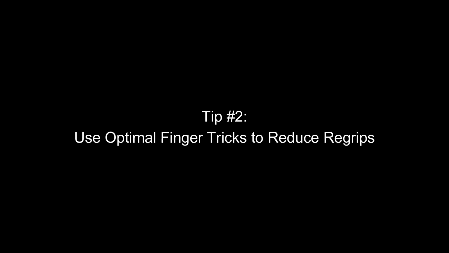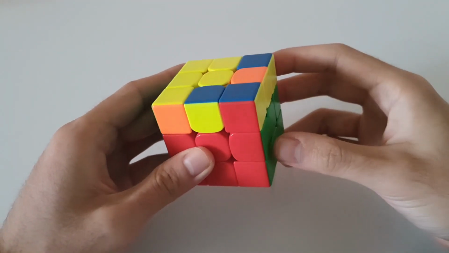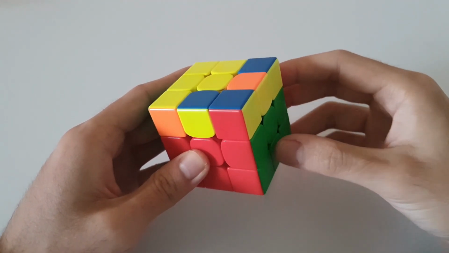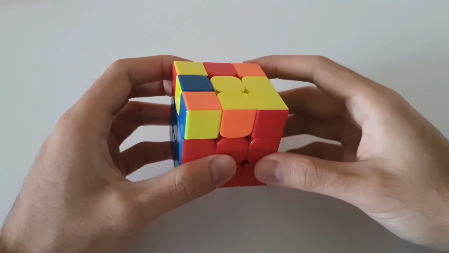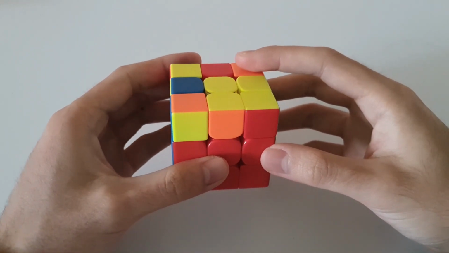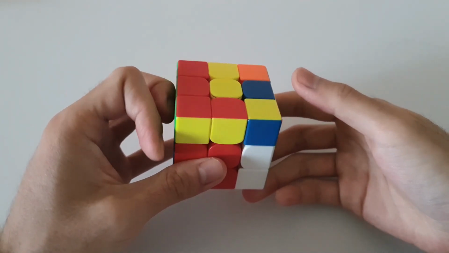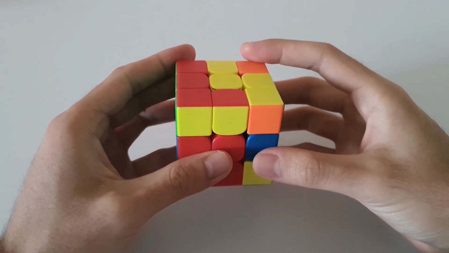Number 2, use optimal finger tricks to reduce regrips. So it's really important that you use optimal finger tricks during your last layer algorithms. So I'll use this OLL case as an example. Most people do this algorithm, which starts off with an R, U2, R prime. And here you have to do a sledgehammer.